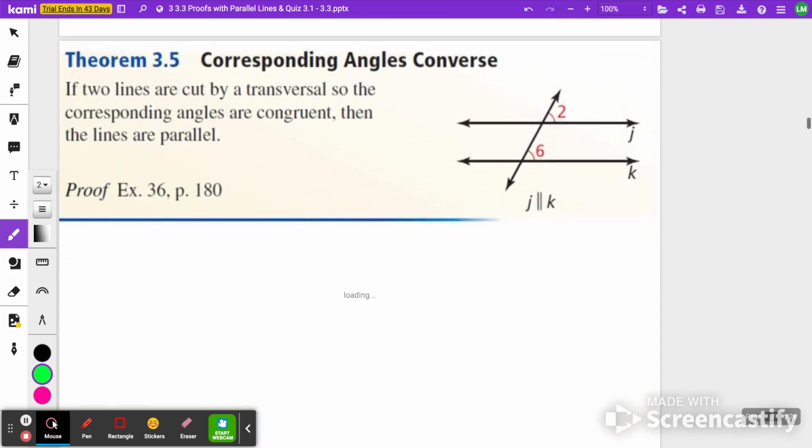The first thing we're going to look at is theorem 3.5. This is in your notes what we're going to fill out. If two lines are cut by a transversal, so the corresponding angles are congruent, then the lines are parallel. So you can see that angles 2 and 6 are corresponding, which will prove that the lines are parallel. Go ahead and take a moment to pause the video here, copy that in your notes, and when you're ready to go on, click play.